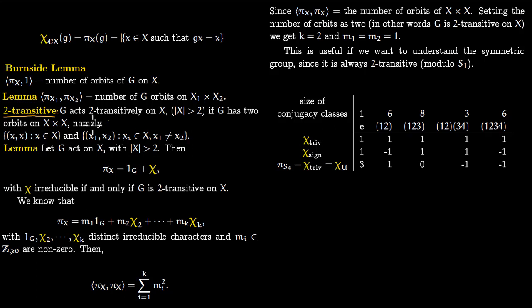Now this is useful to understand the symmetric group, since the symmetric group is two-transitive other than S1, so forget about the case of S1. Now if we have this two-transitivity, we can actually say something more. Say G acts on X, where the size of X is greater than 2. Then our permutation character is the trivial character plus some other character chi, and this chi is irreducible if and only if G is two-transitive on X.